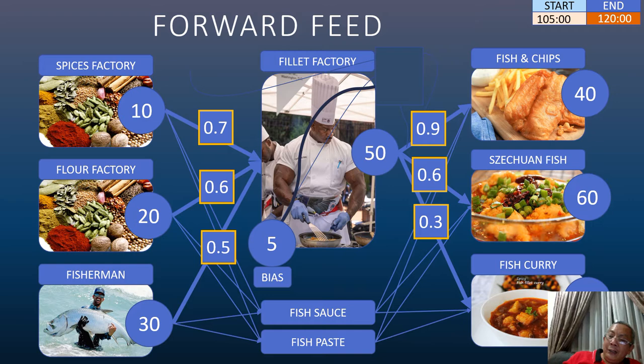So whatever they have done, they also receive the fish sauce, and the fish paste. It'll go to the fish and chip, and the fish and chip shop has a customer satisfaction of 40. Maybe it's 40%, for example, or 40 customers say they are satisfied with the fish and chip. And then the Zichuan fish shop says I got a satisfaction index of 60. Fish curry says I got a satisfaction index of 80. Okay, so here we see the forward feed process of the artificial neural network, which I try to give to you as an example of a food chain.